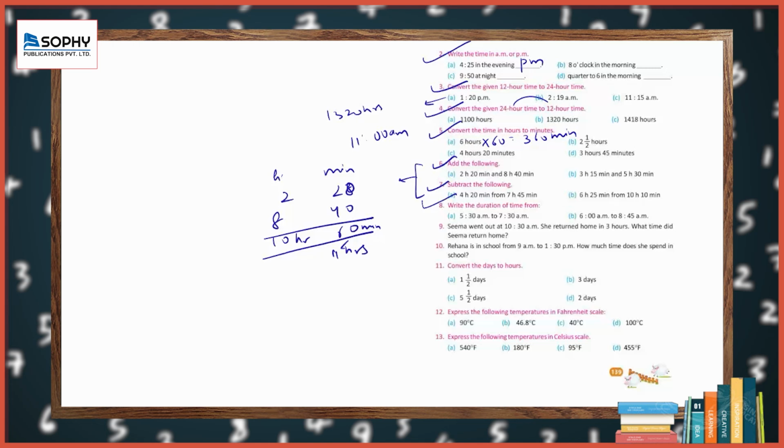Now, next is we have to write the duration of time. Again, in all of these, we have to find the duration, students. So, 5:30 AM to 7:30 AM, what will be the time, students? That is the duration, 2 hours. That's how you can complete the 9th and 10th parts, students. In the next one, we have to convert days to hours, students. So, what will we do? 1.5 days is equal to, very good, students, 24 plus 12, that is equal to 36 hours.